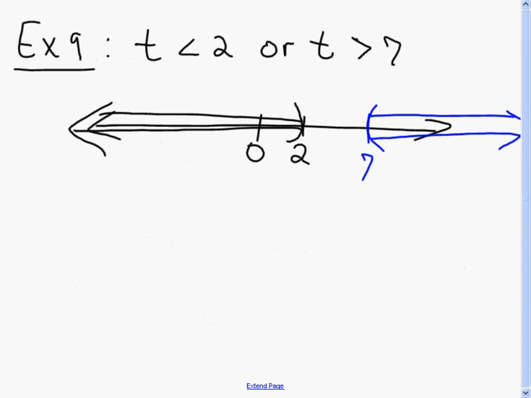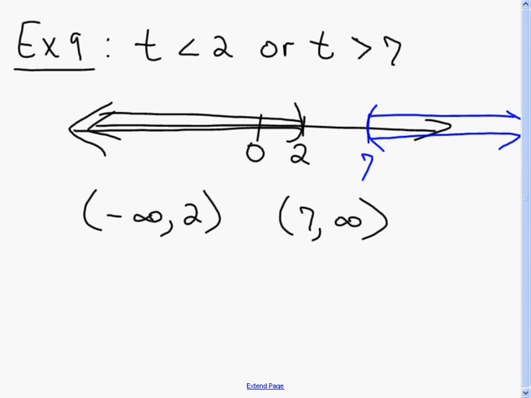So the union is any part of my number line that I shaded one or more times. The portion here in black is the portion from negative infinity to 2. That was shaded one time. The portion over here in blue from 7 to infinity, it was shaded one time. So I have to include it in the union, or the "or." So when you see the word "or," think about the union.